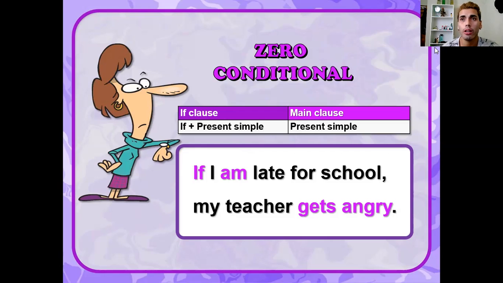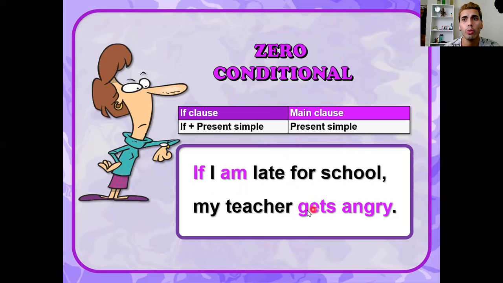And the first clause is if, as you can see here. Let me show you what I'm looking at right now. We have if, which is right here. I'm sorry for clearing my throat. And we have if plus present simple, and we have the main clause, which is present simple. For example, if I am late for school, comma, this comma is very important, my teacher gets angry.